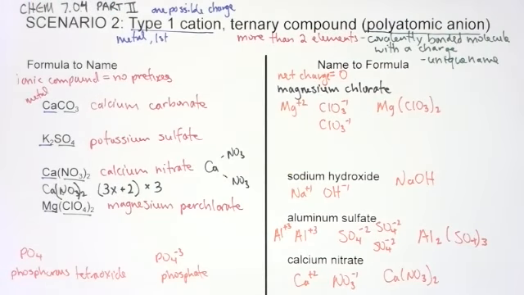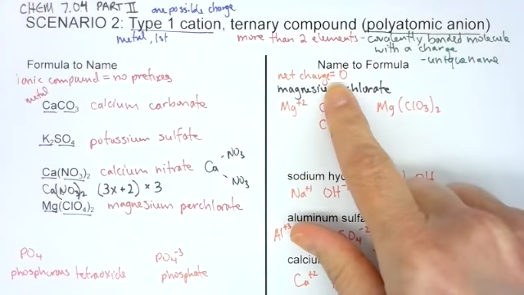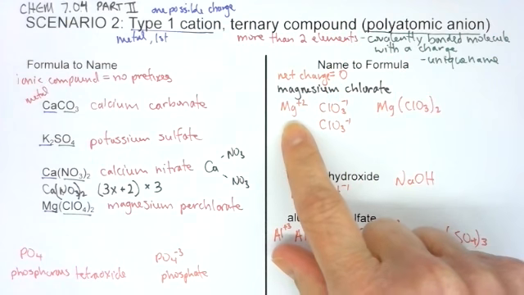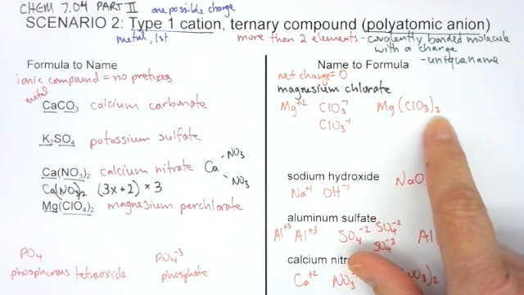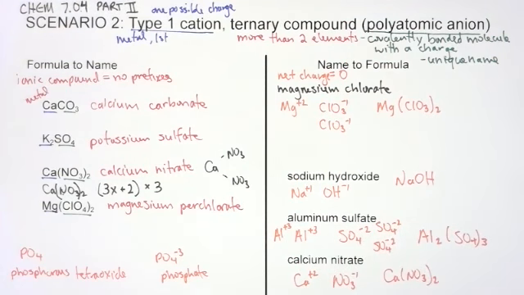When I write the formulas, my net charge still has to be 0. It's an ionic compound. So I have to write my ions. Magnesium's +2, chlorate's -1, so I have to have 2 of these to balance out one of those. And that is our rules for this group.